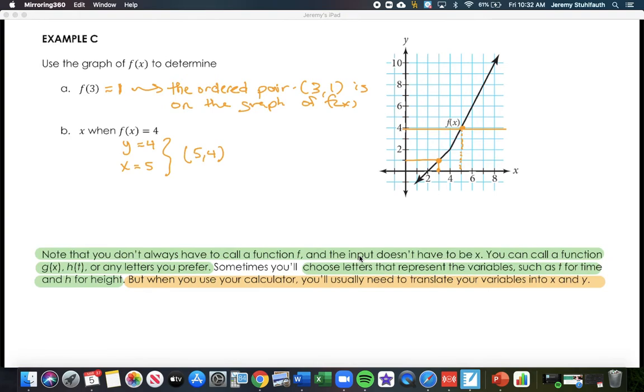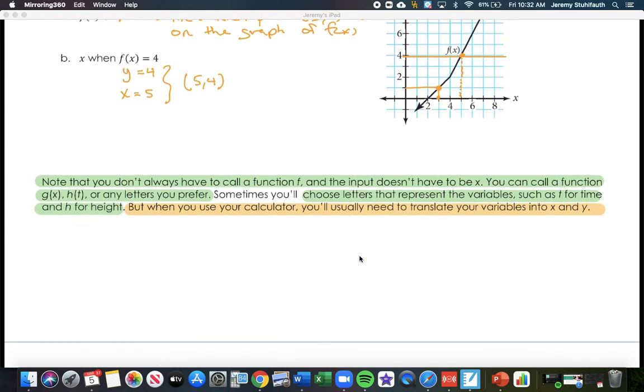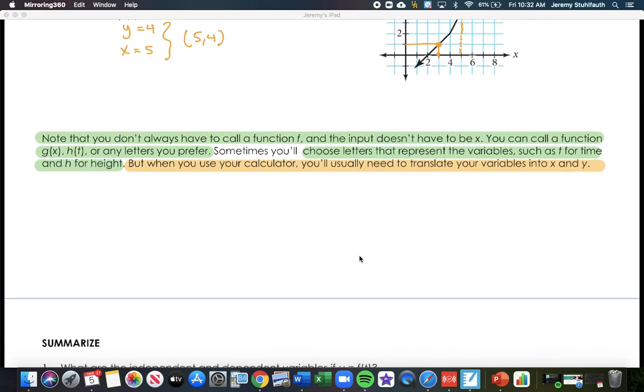But a lot of times when you're dealing with functions that represent, for instance, height, you'll say h. Or if you're talking about your independent variable as time, you would use t. But you do have to remember that when you use a calculator, you're going to have to use x and y, unless Desmos will let you use some other letters as well.